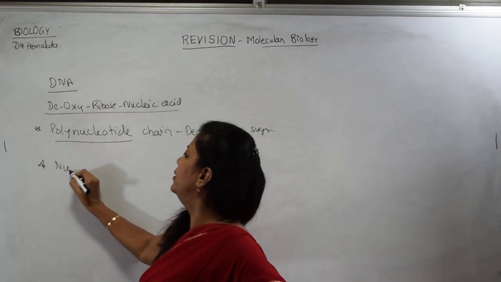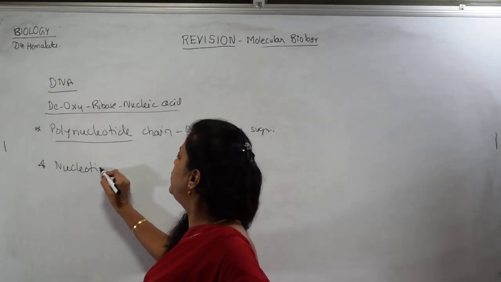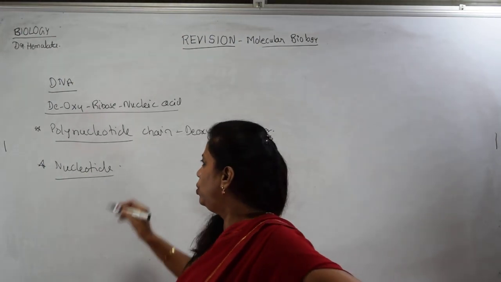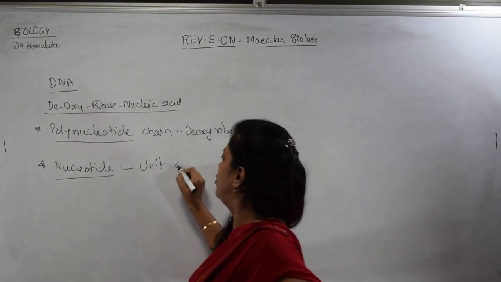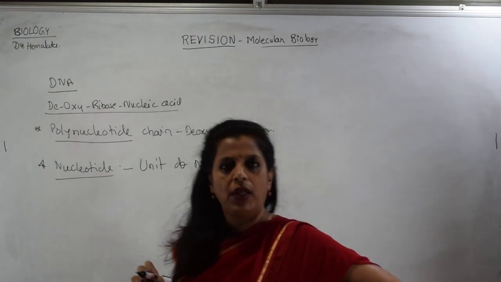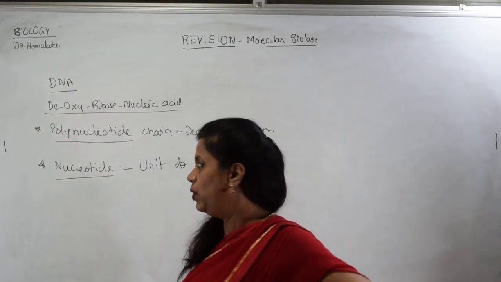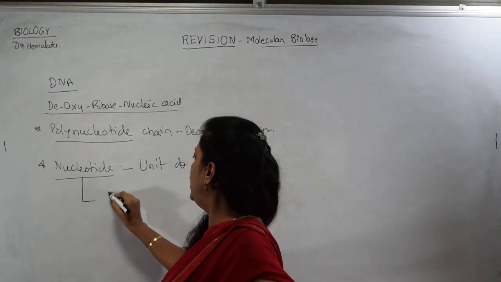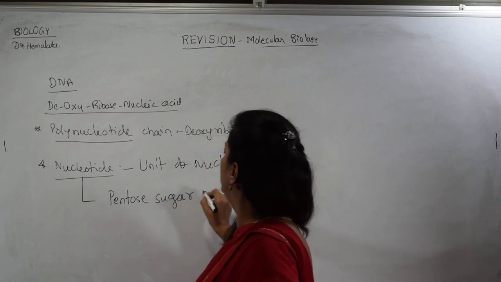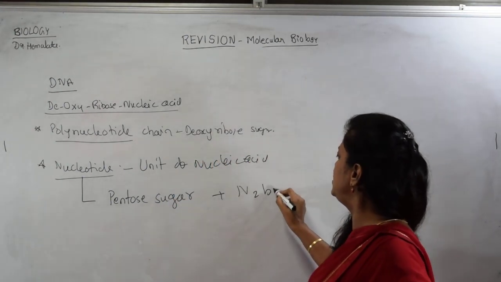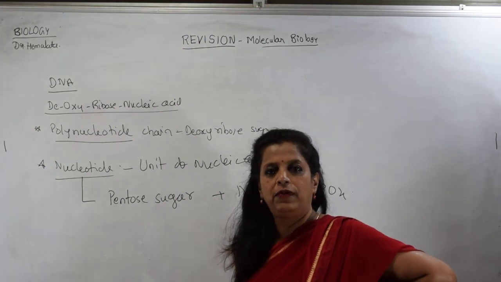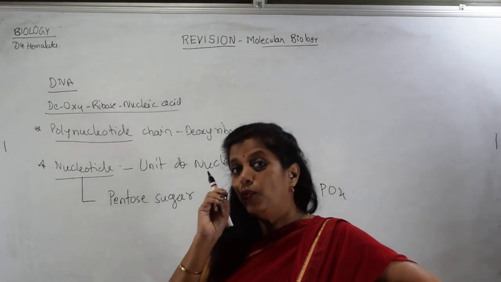Okay. Now let us begin with the nucleotide. What is a nucleotide? So these are all questions. Whatever I am saying, you just mark them, and one mark question you are going to expect. Right? A nucleotide is the unit of what? Nucleic acid, one unit. A nucleotide consists of, what are the parts? One pentose sugar, plus a nitrogen base, plus a phosphate group. Okay? That is one nucleotide.